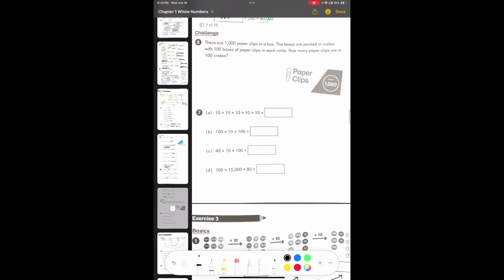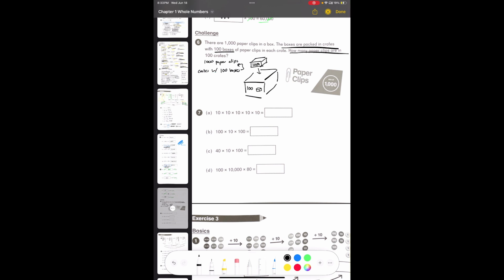Alright, so right here we have a word problem. There are 1,000 paper clips in a box. So there's a box, and there's 1,000 paper clips in here. And the boxes are packed in crates. So we have crates with 100 boxes of paper clips, right? So we have this into a box that can hold 100 small boxes, right?